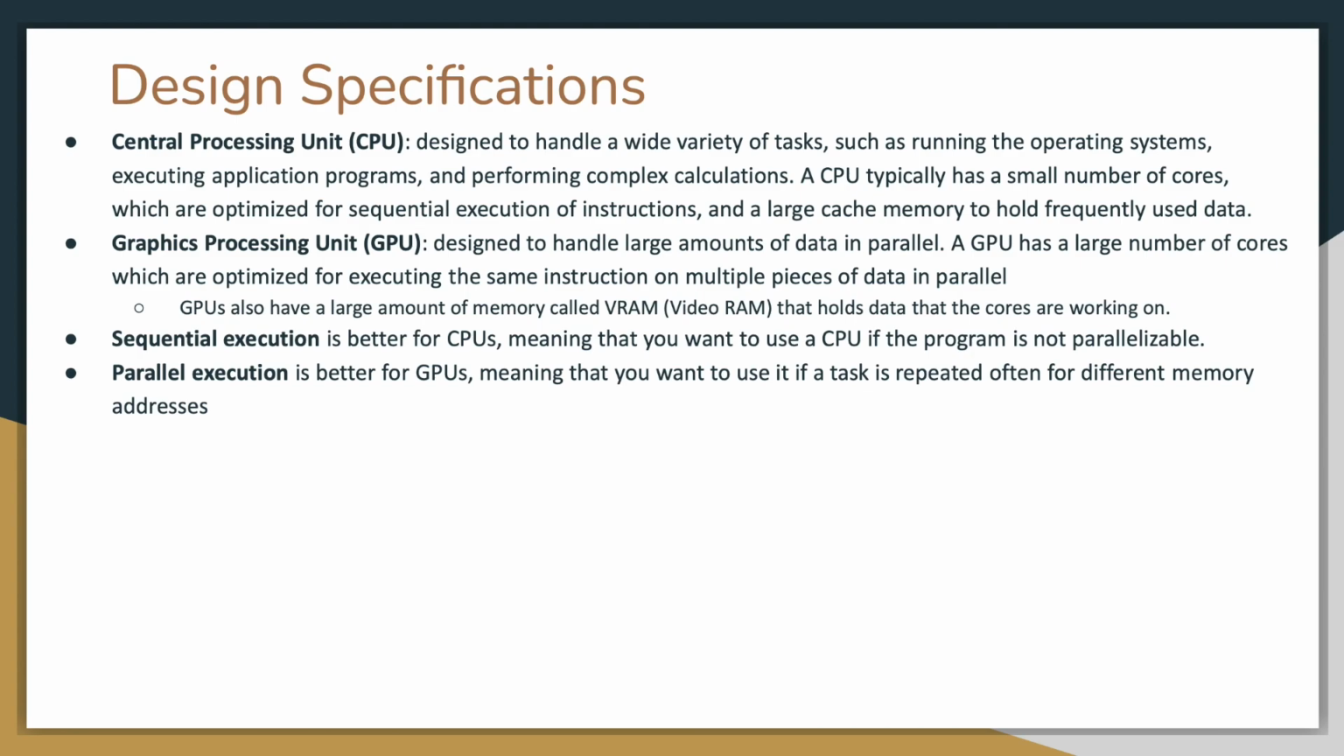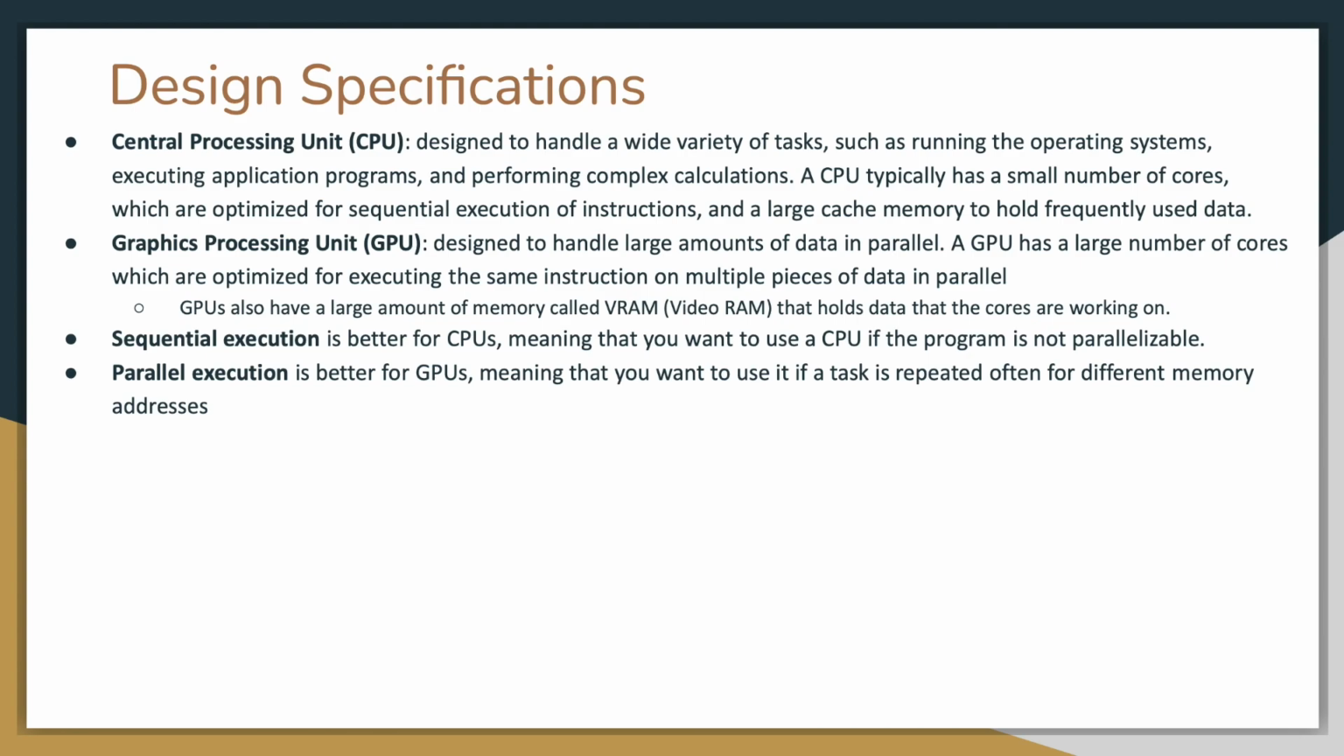Design specifications. So the central processing unit is designed to handle a wide variety of tasks, such as running the operating systems, executing programs, and performing complex calculations. The CPU typically has a small number of cores which are optimized for sequential execution of instructions, and large cache memory to hold frequently used data.